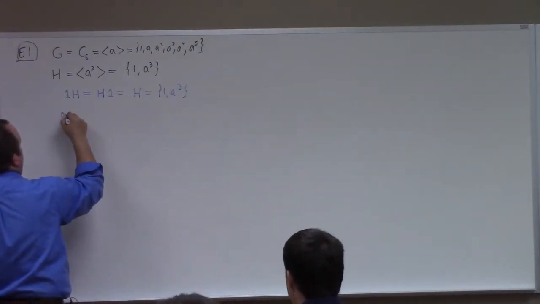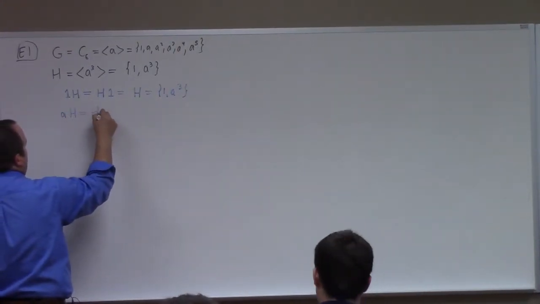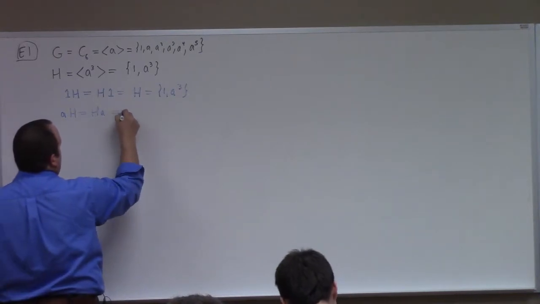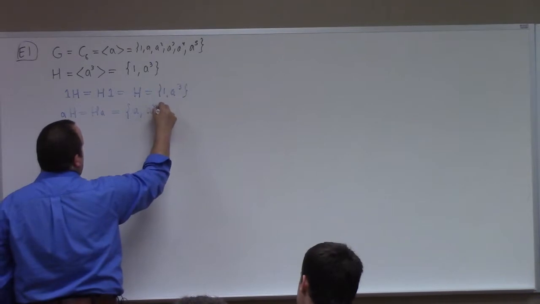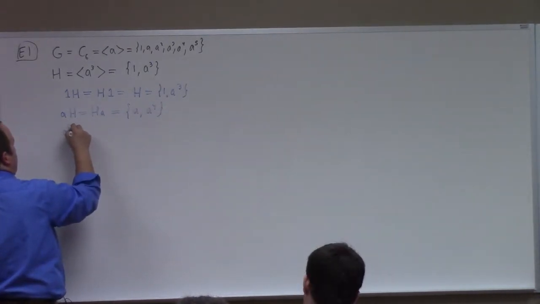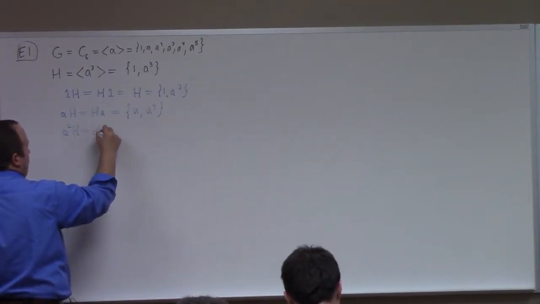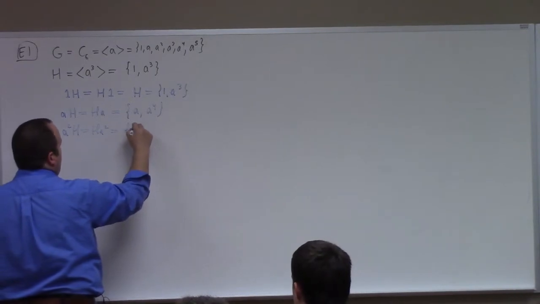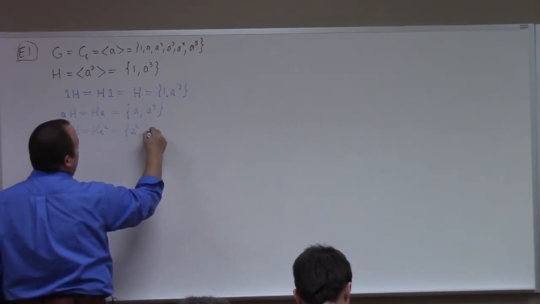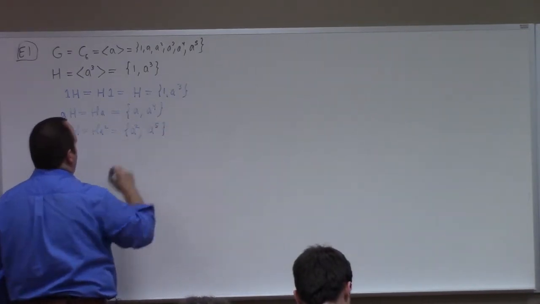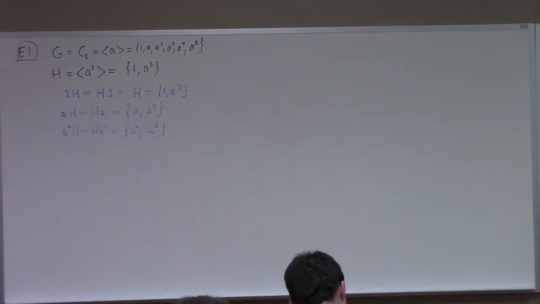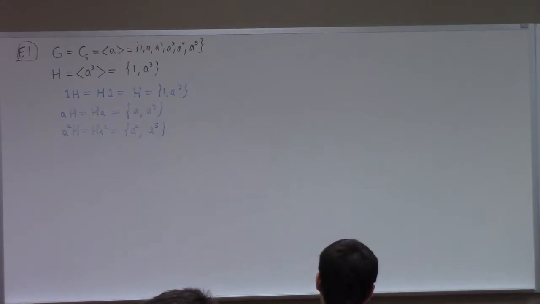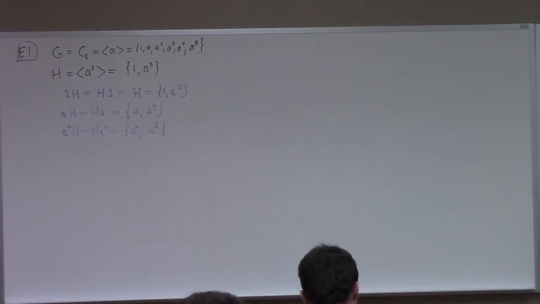If we do a times H, it's also equal to H times a because this is a commutative group. And so, in fact, that's {a, a to the 4th}. a squared H is H a squared, and that's {a squared, a to the 5th}. Again, the left and right cosets are automatically equal here because we're in an abelian group. So with left-right multiplication, it's hard to tell the difference.